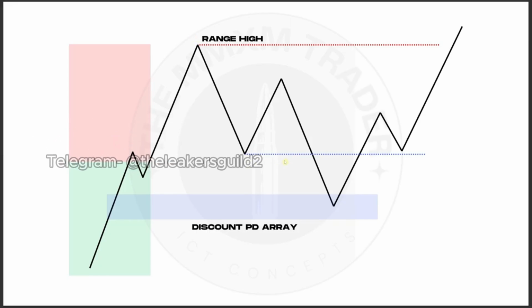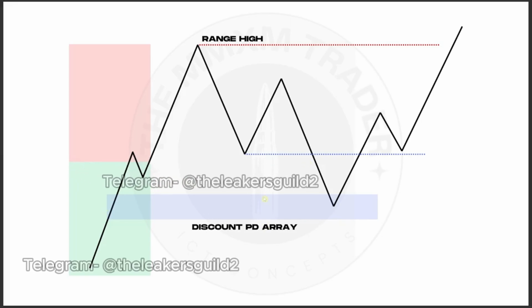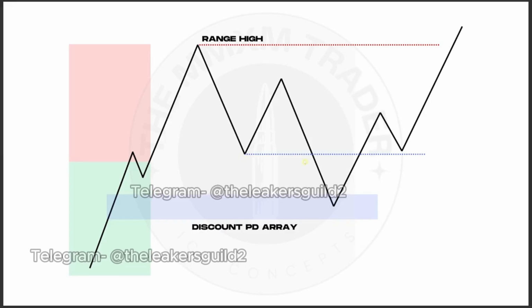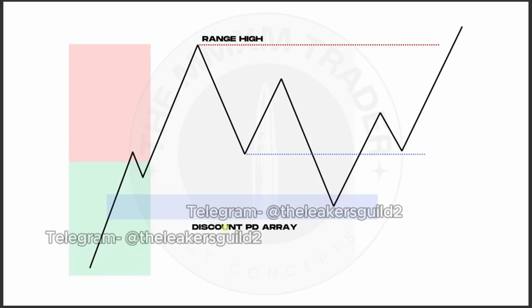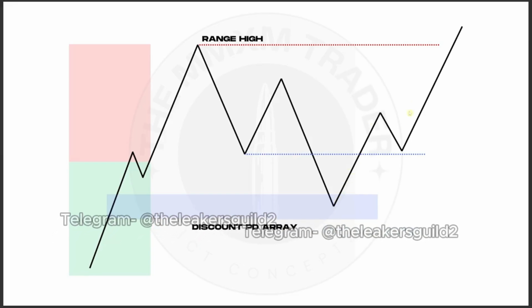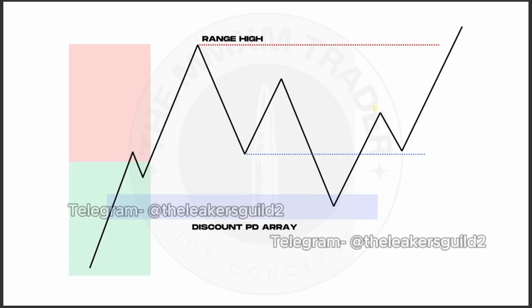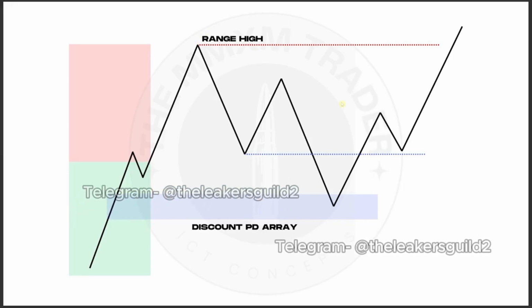Now we want to pair it up on a key level. We've got this discount array over here. We can see sell stops are being accumulated, hitting that higher time frame discount PD array, and then price pushes up and pairs up those accumulated sell stops with the buy stops resting above that range high.